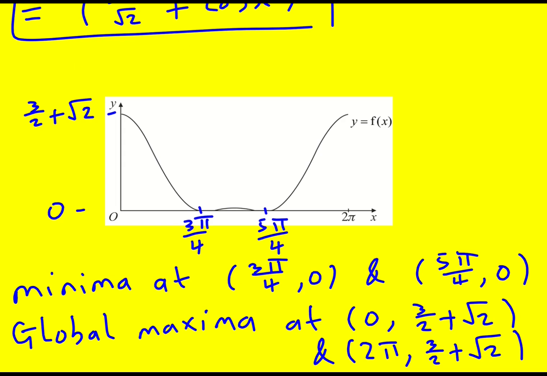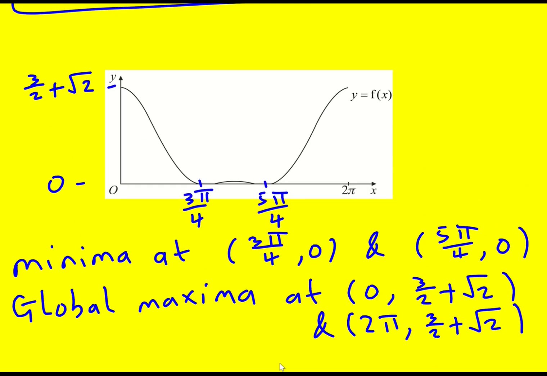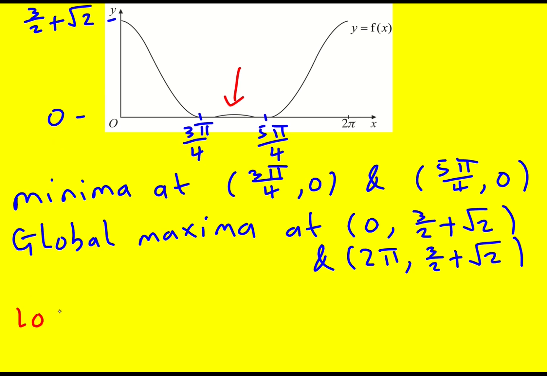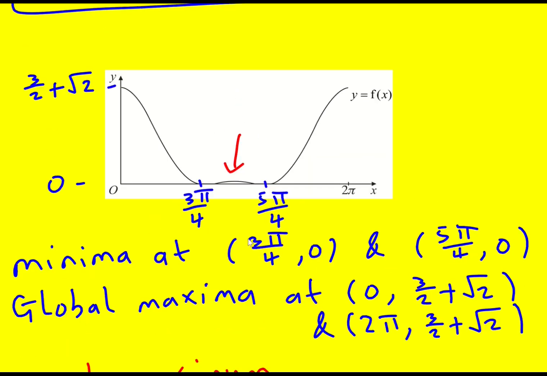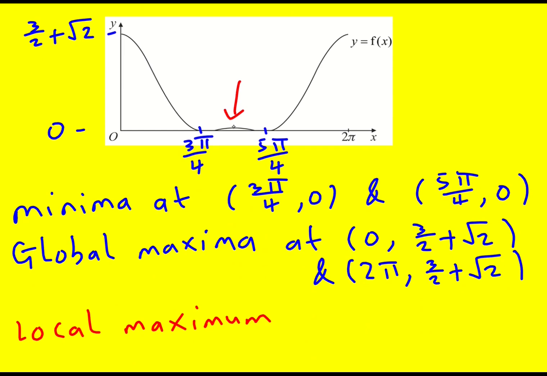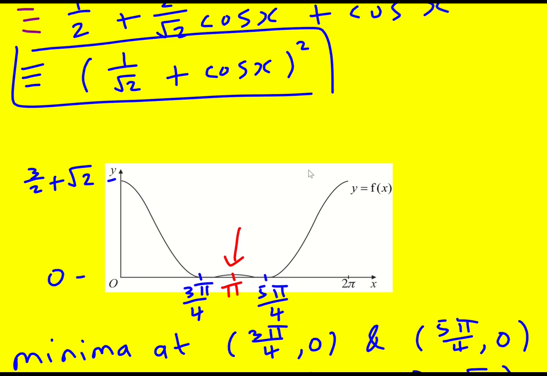And that just leaves one point to find, and it's here. We have a local maximum. Now, I feel just by looking at the function and the equation, we can see that it is symmetrical. It's got to be that this point here is going to be pi. And then we just need to substitute pi into this.